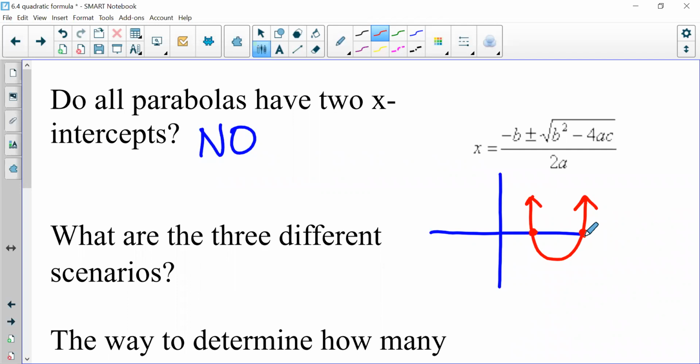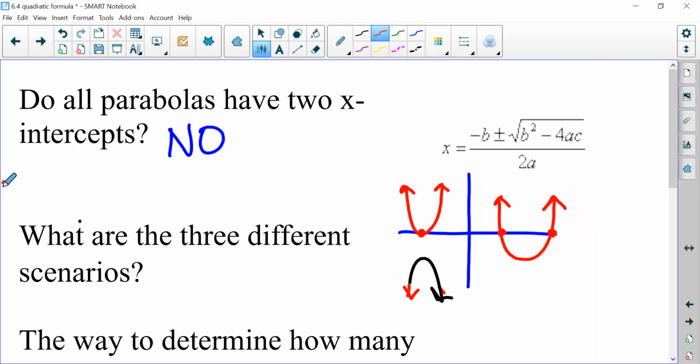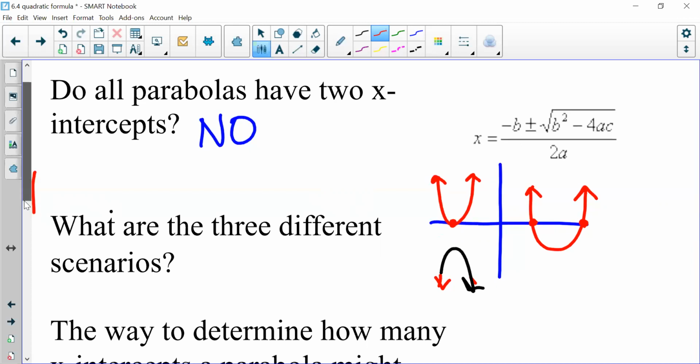What else? Kira? Oh, interesting. It can sit right on the x-axis. So how many would it have then? 1. And that x-intercept would also be the vertex. There's one more scenario. Ava? Yeah, if it doesn't cross the x-axis, so if it's opening down and below the x-axis or opening up and above it, it will never cross. So your 3 scenarios are 2 x-intercepts, 1 x-intercept, or no x-intercepts.